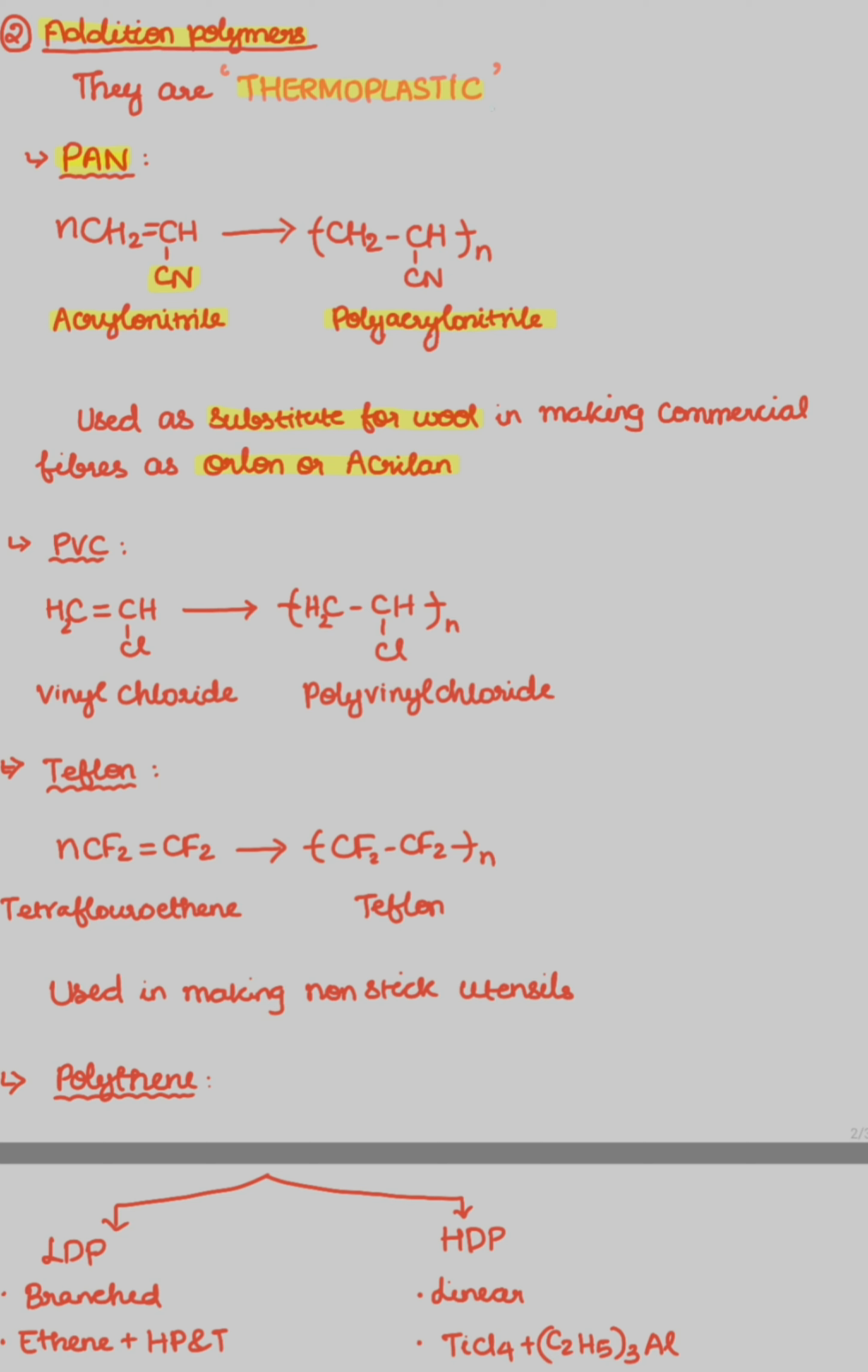Next is polyvinyl chloride or PVC. Here vinyl means chlorine attached to double bonded carbon. Vinyl chloride on polymerization will give polyvinyl chloride, in short referred to as PVC. Next is Teflon, which is obtained by polymerization of tetrafluoroethane. Teflon is used in making non-stick utensils.